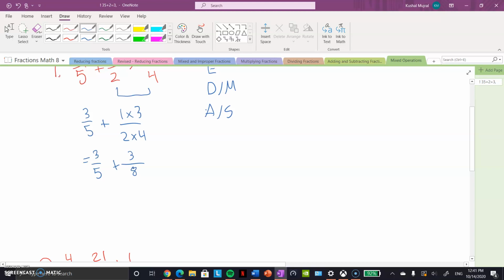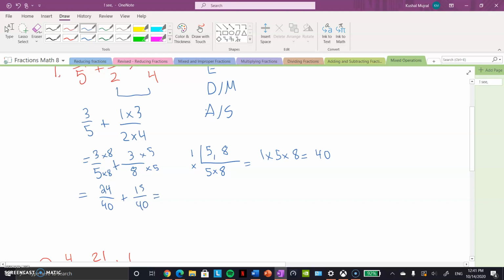And then now you have to find the lowest common denominator. So you're going to put 5 and 8 into a prime factorization, and nothing works, so then our lowest common denominator is 1 times 5 times 8, which is just 40. Okay, so you're going to multiply this by 5, and this by 5, and this by 8, and this by 8. So the denominator for both of them is 40. So this is 24 over 40 plus 15 over 40. And this becomes 39 over 40. Okay, that's it for that one.